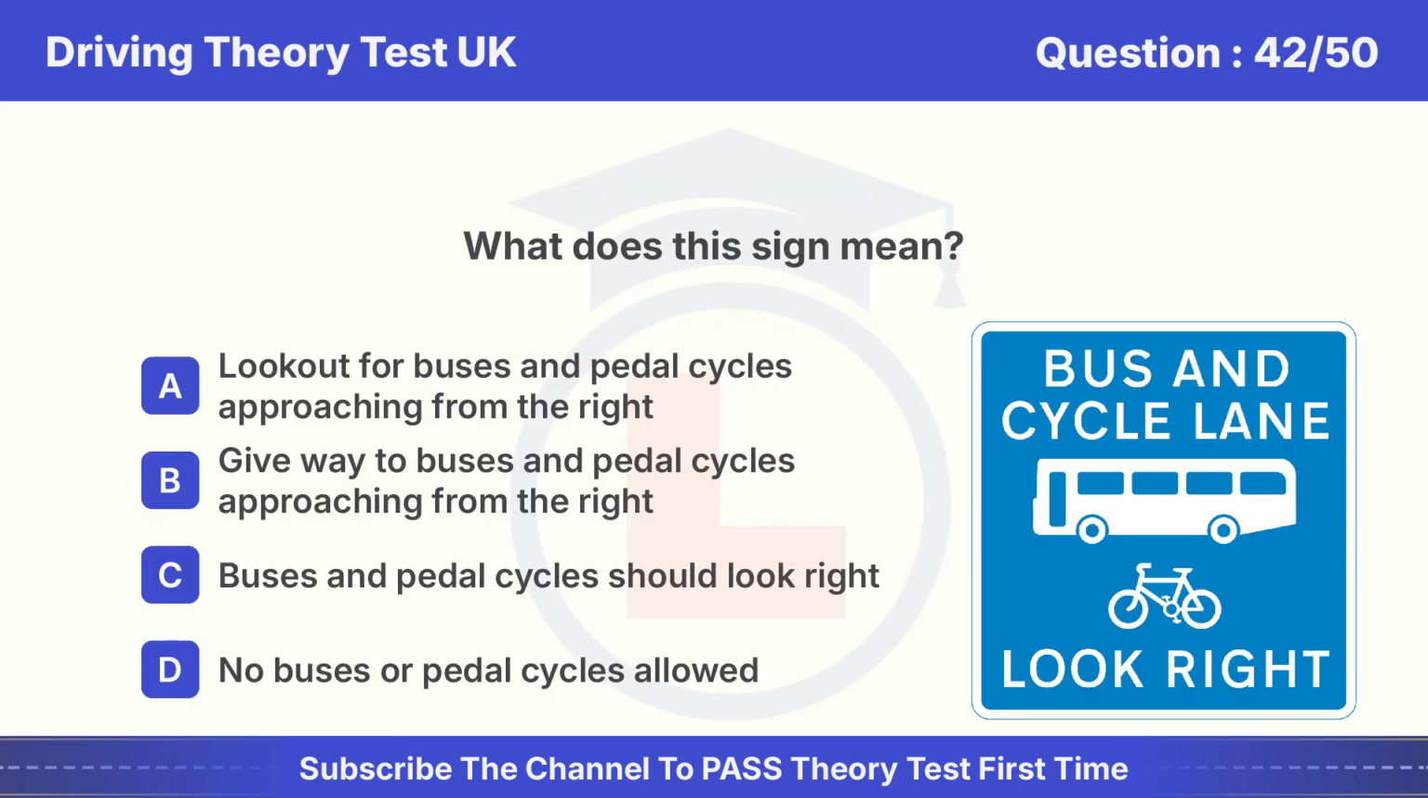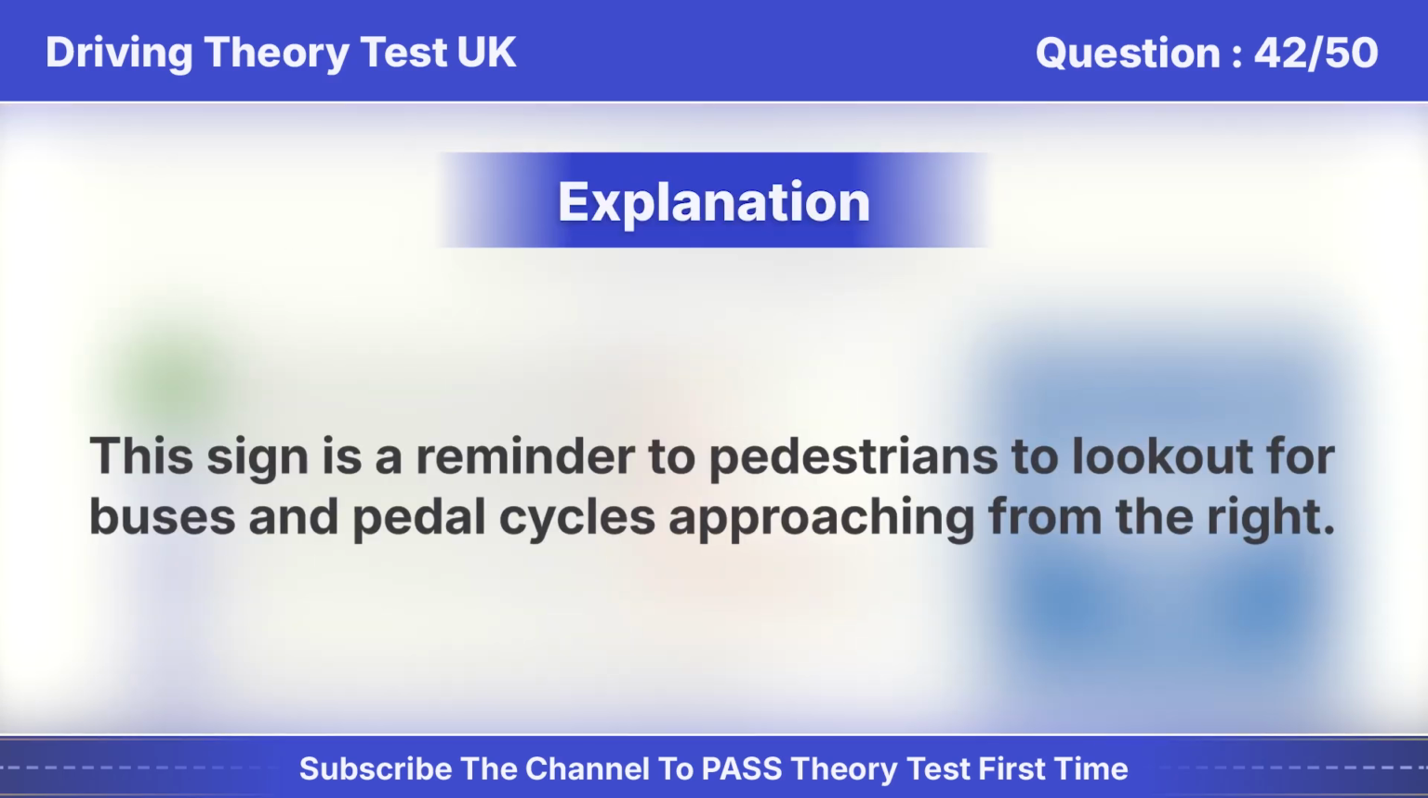Question 42. What does this sign mean? Answer is A. Look out for buses and pedal cycles approaching from the right. This sign is a reminder to pedestrians to look out for buses and pedal cycles approaching from the right.